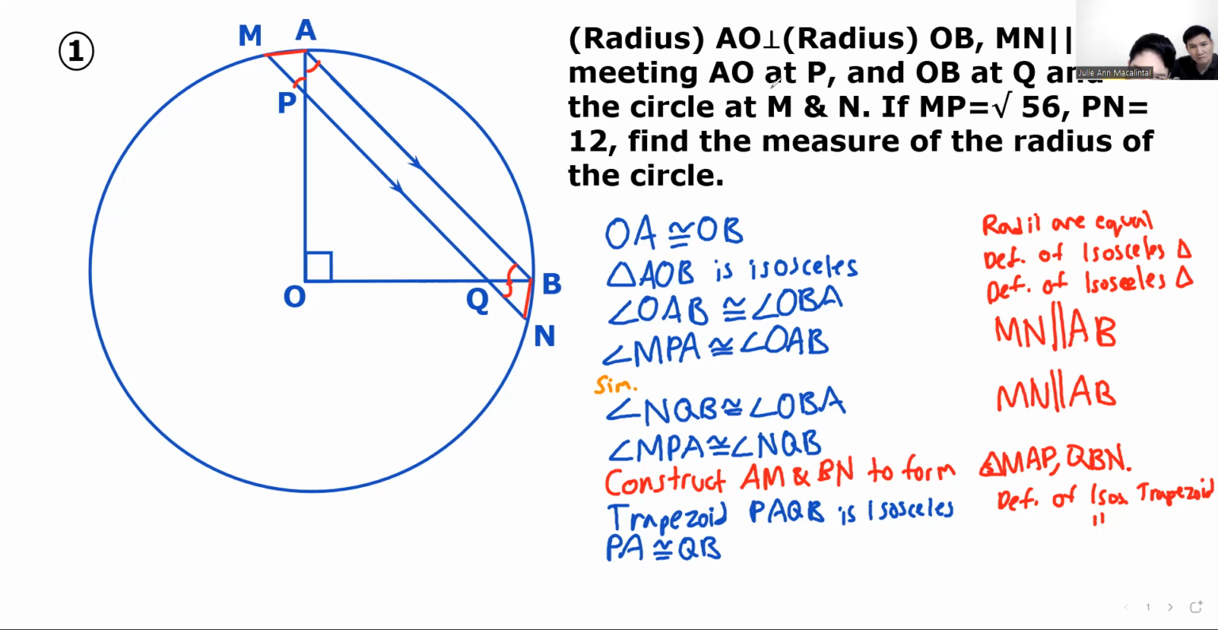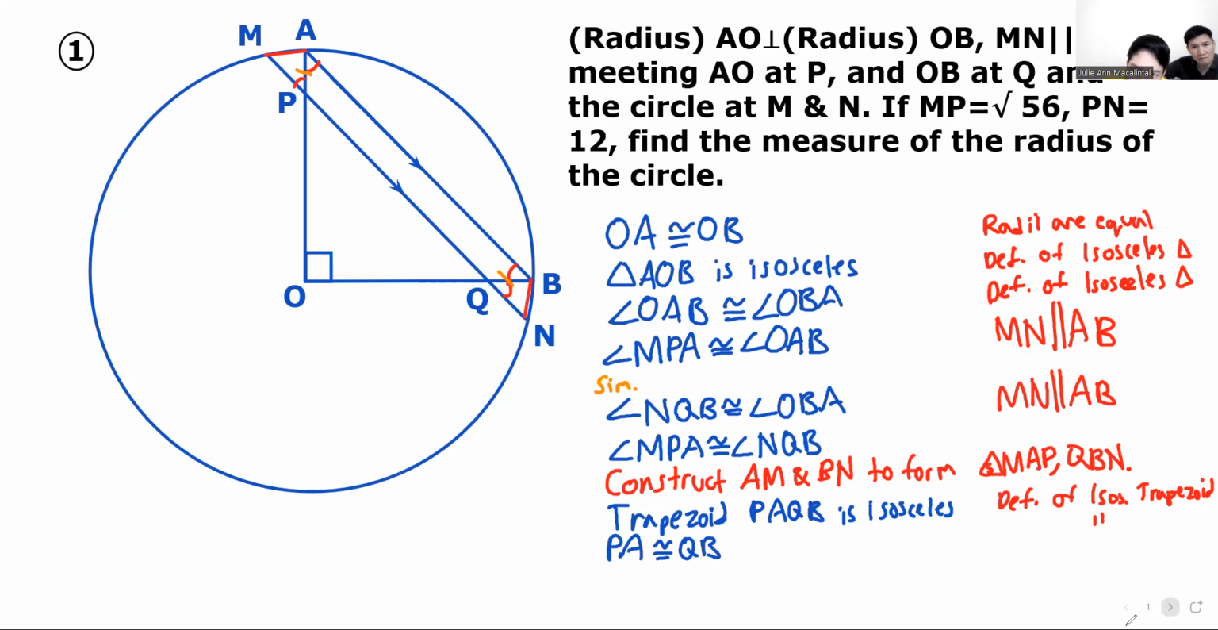So in PAQB we have PA congruent to QB. So we have the angles of the triangles MAP and QBN. We just need another one, so we'll move to the next page.